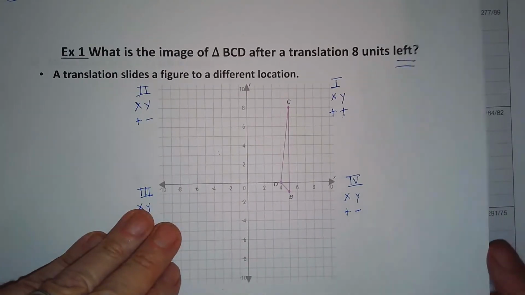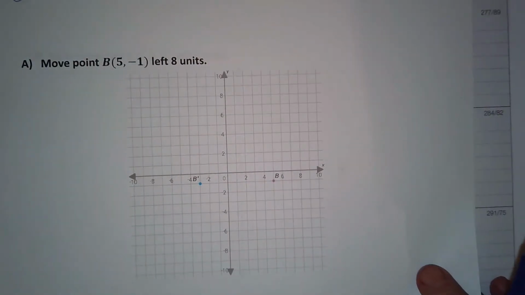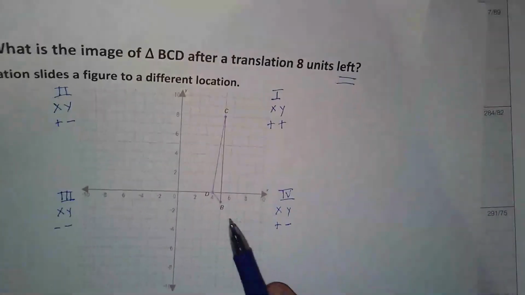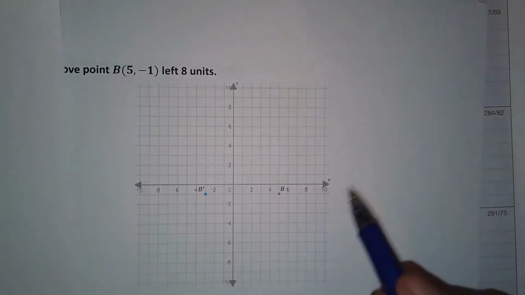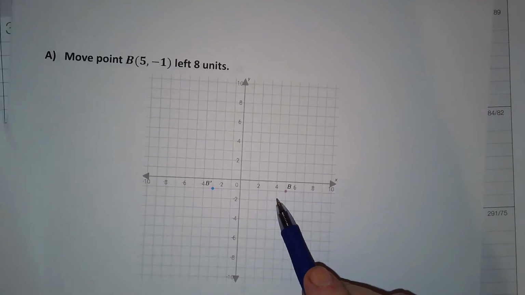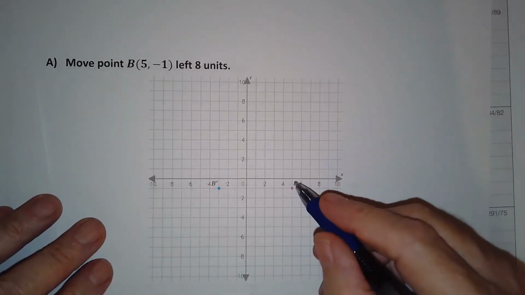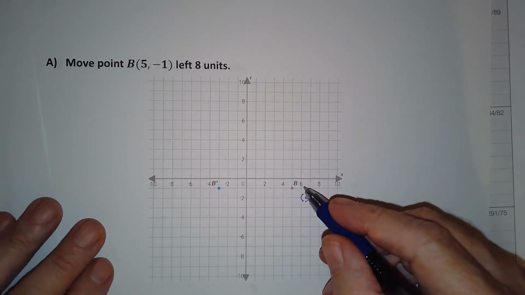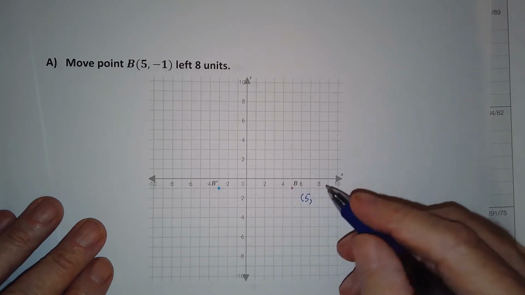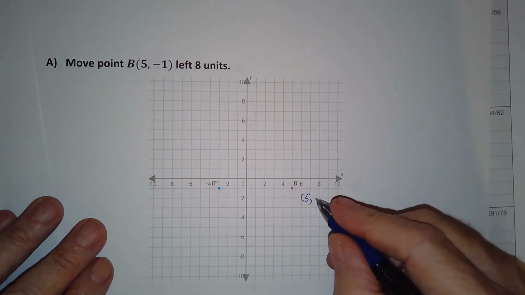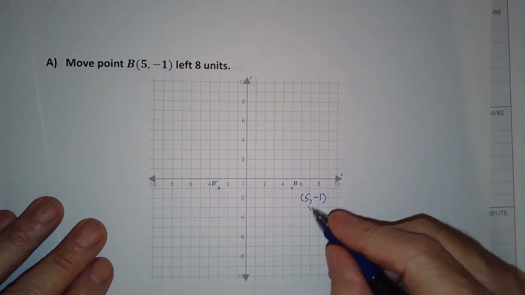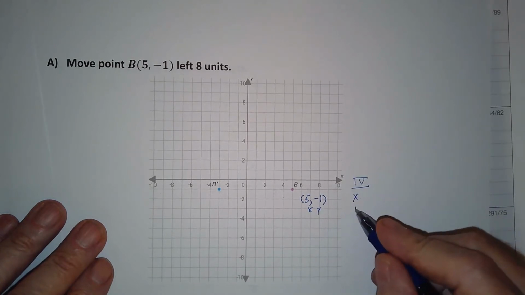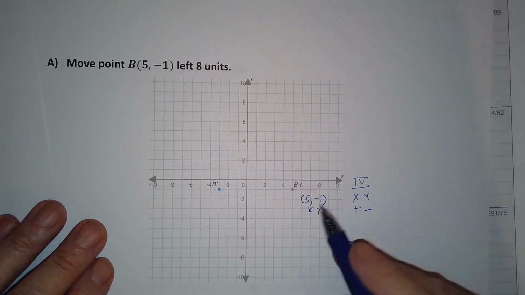So let me just run you through this. It's fairly easy, fairly quick. So we're going to start out with B. B here, what is it at? X looks like it's at 5, and Y is -1. Okay, that's the X and Y, and that fits with quadrant 4, where your X value is going to be positive and your Y value is going to be negative.